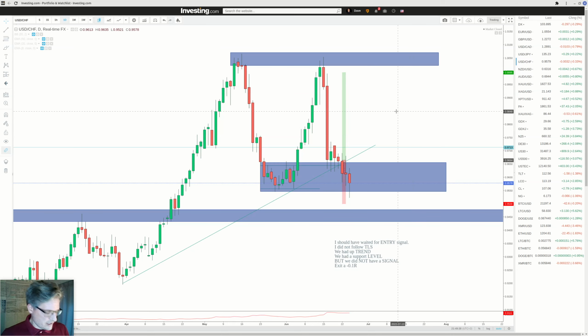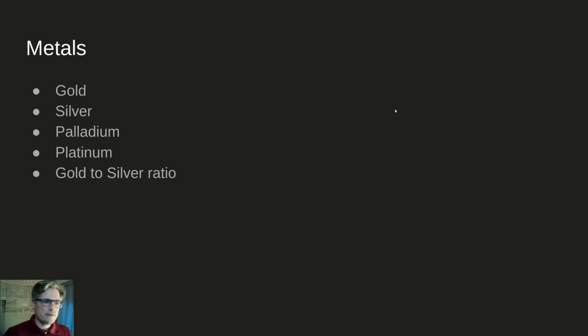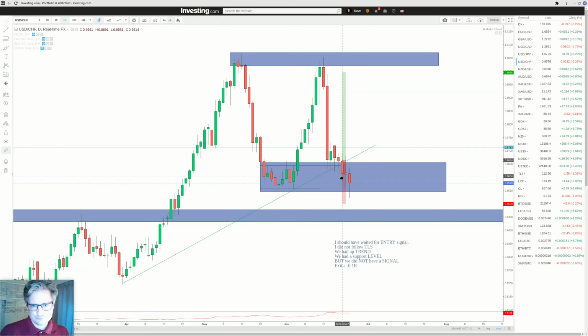Okay, so now let's move on to the metals. I still have a trade on gold and silver and palladium, and I got stopped out on a platinum trade, and we will have a look at the gold and silver ratio. So let's have a look here at gold.